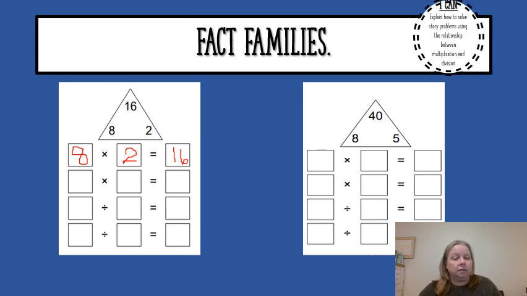Now I'm just going to flip them. I already did the 8, so let's put the 2 first. 2 times 8 is still 16. Doesn't matter what order. And then we're doing division, so remember the big number has to go first. 16 divided by, we could do the 8. What number's missing? The 2.